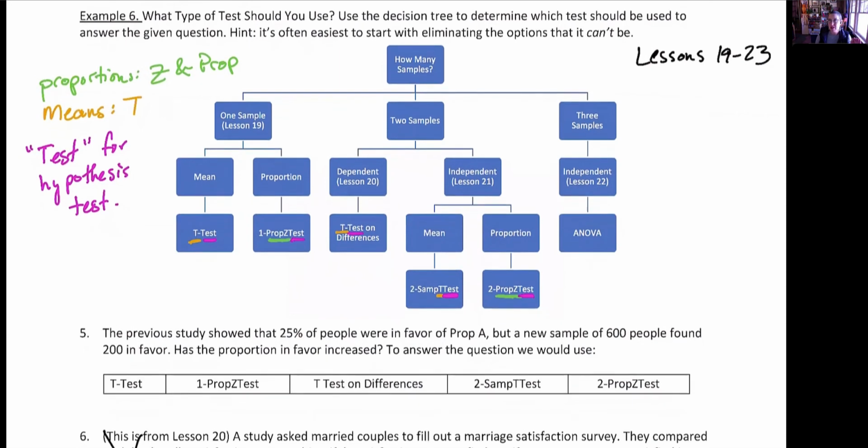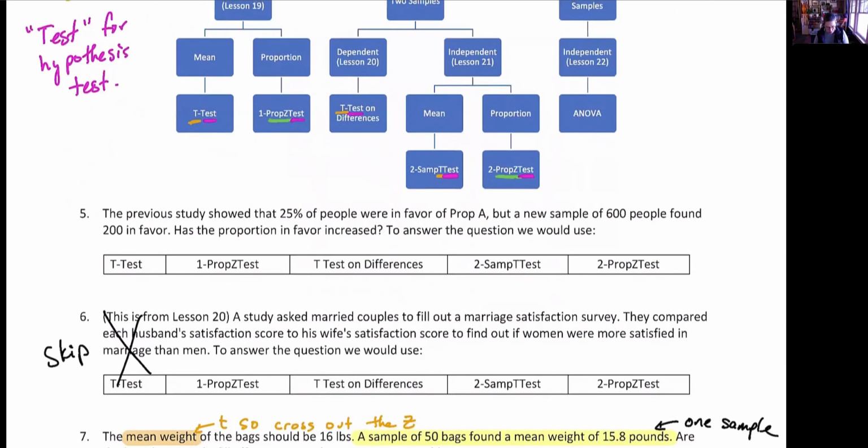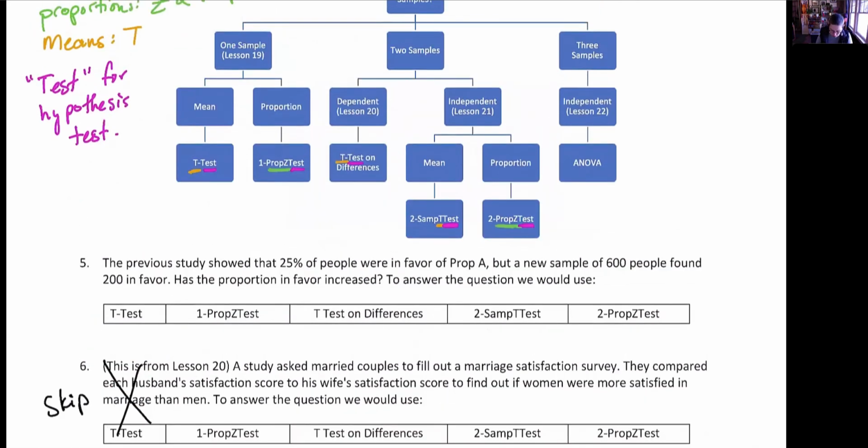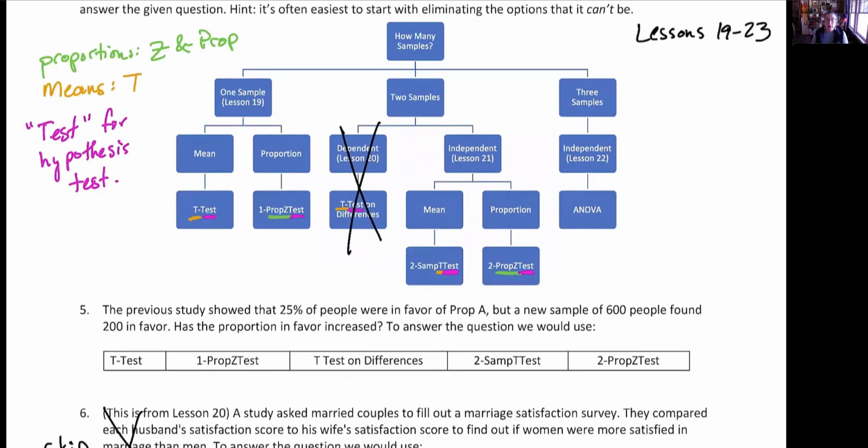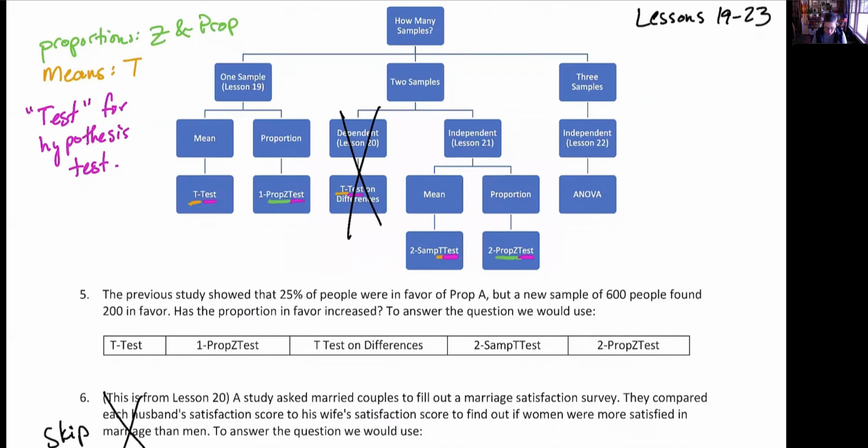Okay, so let's just do the first example, and let's do a couple of these. Oh yeah, and skip example 6. It's from lesson 20, and anytime you see something from lesson 20, just know you can skip it. For example, we're not going to have to worry about this because we didn't cover that. Remember, the only thing I'm asked to do is to determine what test I would use. Okay, so this is just practice in determining the test. So we're going to use this tree.